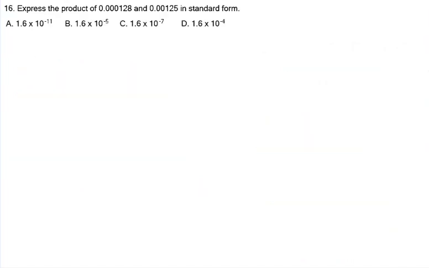For question 16, we are told to express the product of 0.000128 and 0.00125 in standard form. So for our first value, 0.000128, we can convert this to standard form immediately by moving the decimal point to here. There's one movement, 2, 3, 4, 5, 6. So in standard form, we can write this as 128. Remember, we moved the point six times, so times 10 raised to the power minus 6. Okay?